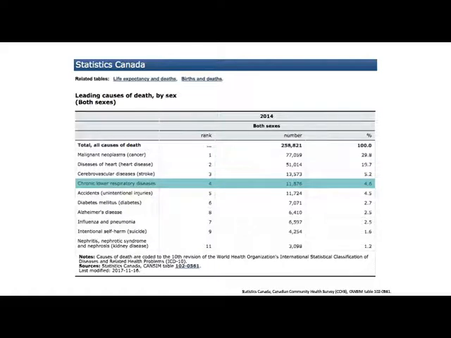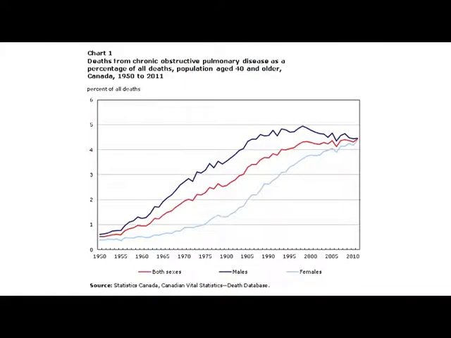Accidents, for instance, not preventable. Cancer, so far, not preventable. Heart disease, stroke, somewhat preventable, but we'll talk about those later. So number 4, 4.6% of deaths annually in Canada. And this has increased in recent years.